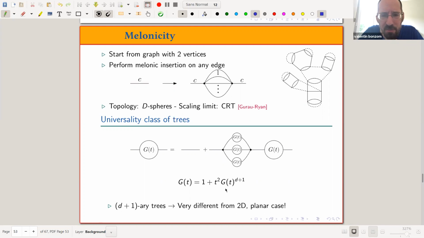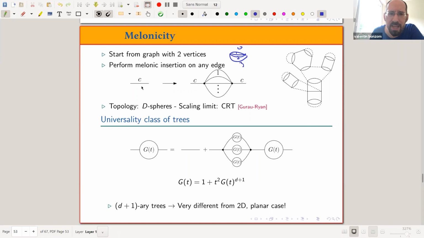So let me just give you one example of the kind of triangulations that come up when you try to maximize the number of edges in dimension 3. These are graphs which are called melonic, and they are built like this. You start from the one with two vertices. In 3 dimensions, it has colors 0, 1, 2, 3.